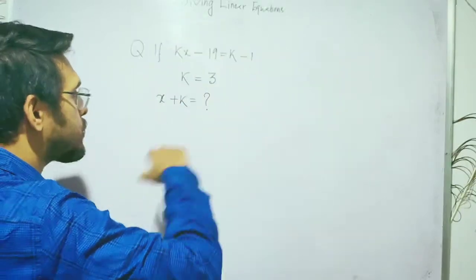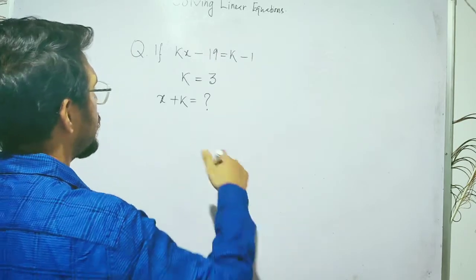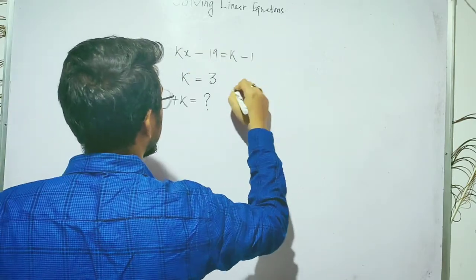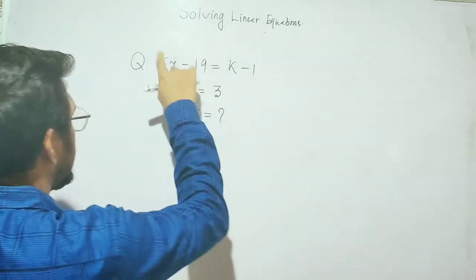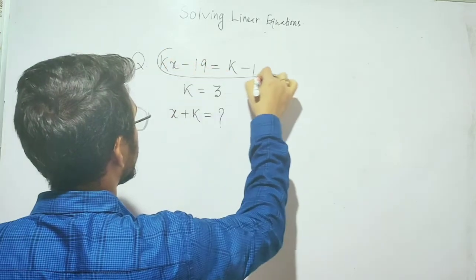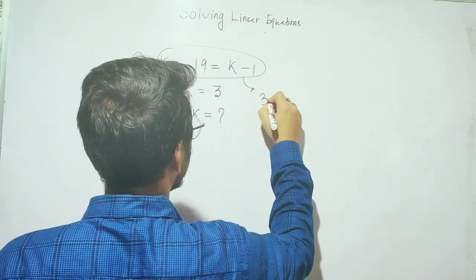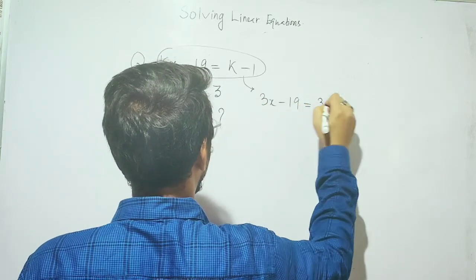k is 3. So what is going to be x plus k? So what we are going to do here, first of all, we are going to put the value of k over here, because we know what is k, right? So if we put k as 3 in this particular equation, what are we getting? We'll be getting 3x minus 19 equals to 3 minus 1.